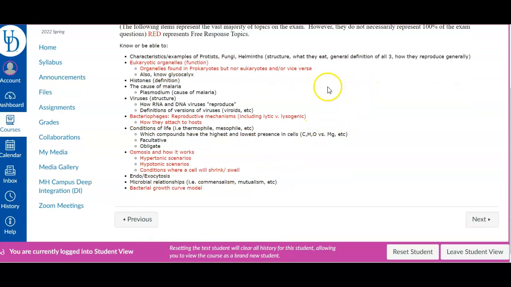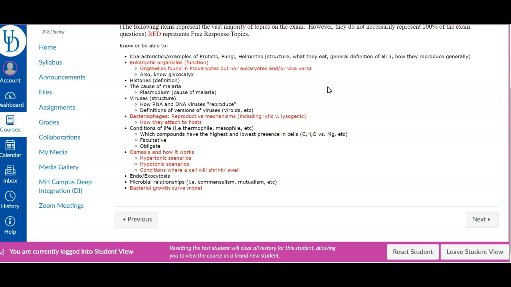When I say first one, characteristics of protists, fungi, and helminths, very, very general. There's going to be a question or two basically testing whether you can distinguish a fungi from a helminth from a protist. You don't need to go crazy into their reproductive cycles or anything like that. Just how they differ fundamentally in structure, what they eat, and fundamentally how they reproduce. I don't need details of every single stage.